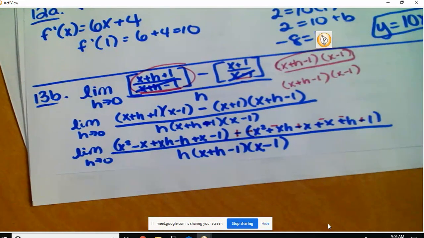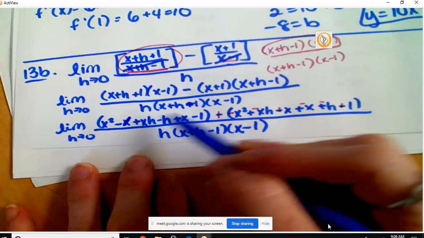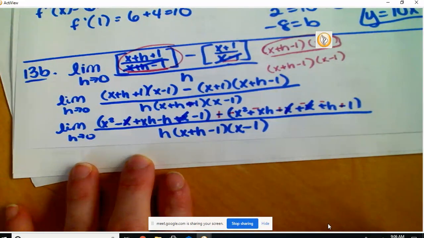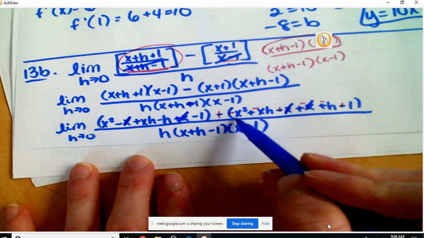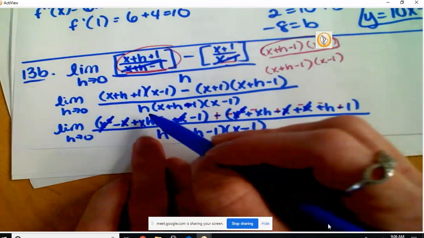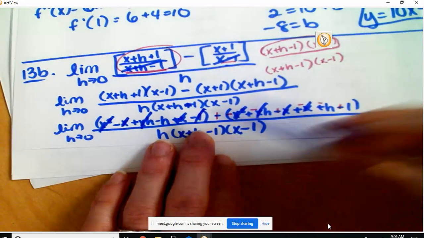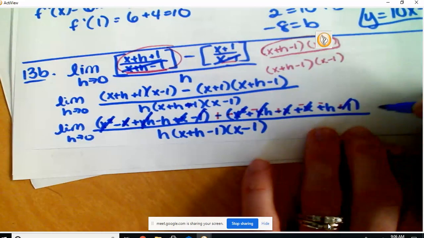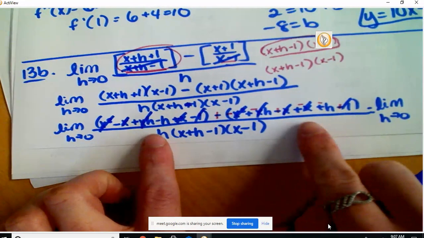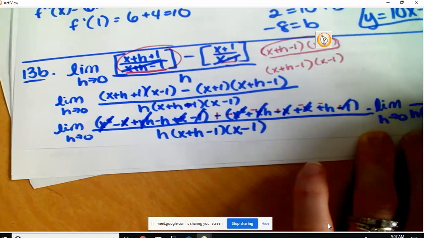And then we're going to start seeing what cancels out. So my negative x and positive x would drop. Same thing over here. I have x squared and a negative x squared, so that cancels. I have xh and negative xh, that cancels. Negative 1 and positive 1 cancels. So on the top I'm left with a negative 2h over the denominator.